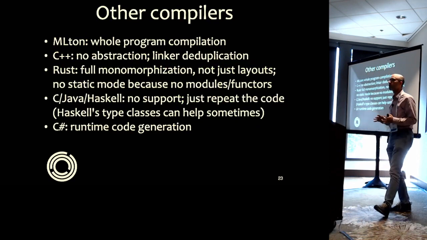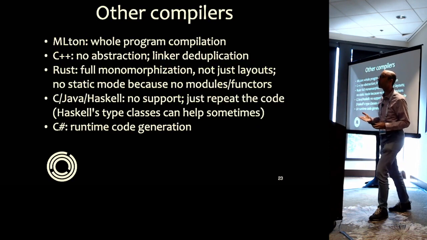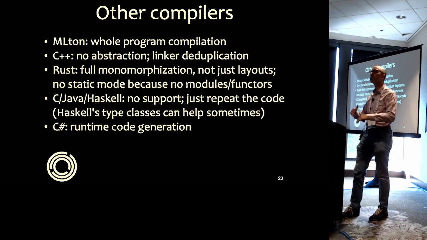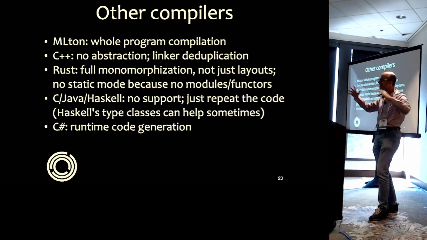So it's worth pausing for a moment before I wrap up, just to consider what happens in other systems. One other approach would be to do more aggressive monomorphization in something like Milton, right? So Milton does whole program compilation. It gets to see everything all at once. That approach is not feasible for Jane Street. We have 40 million lines of OCaml code, and we're not going to slurp all of that in all at the same time.